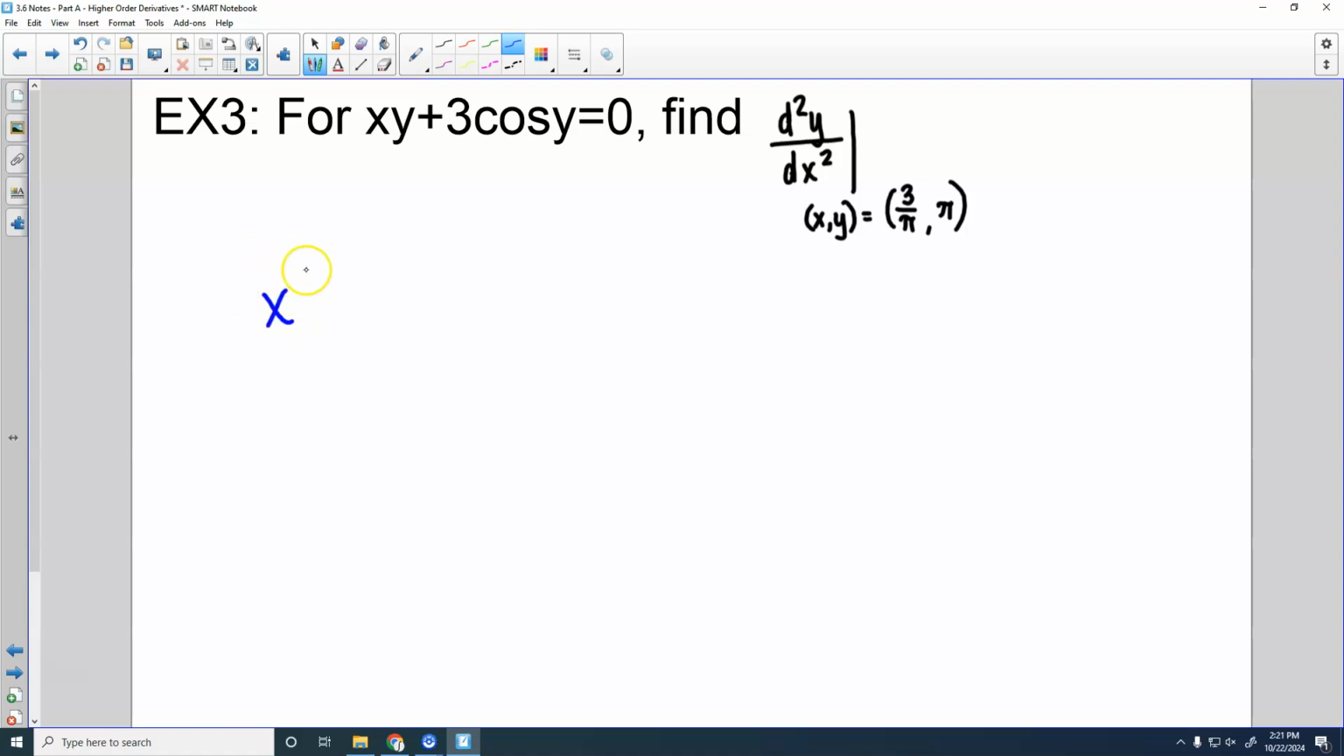So you've got to do x times dy/dx plus y times the derivative of x, which is just 1. You don't have to write that if you don't want to. And then I'm taking the derivative of 3 cosine y. That does not need a product rule because you don't have an x with that 3. What's the derivative of cosine? Negative sine. So I'm going to have minus 3 sine y. Since I took the derivative of something with a y, I must multiply it by dy/dx, and that is going to equal 0.